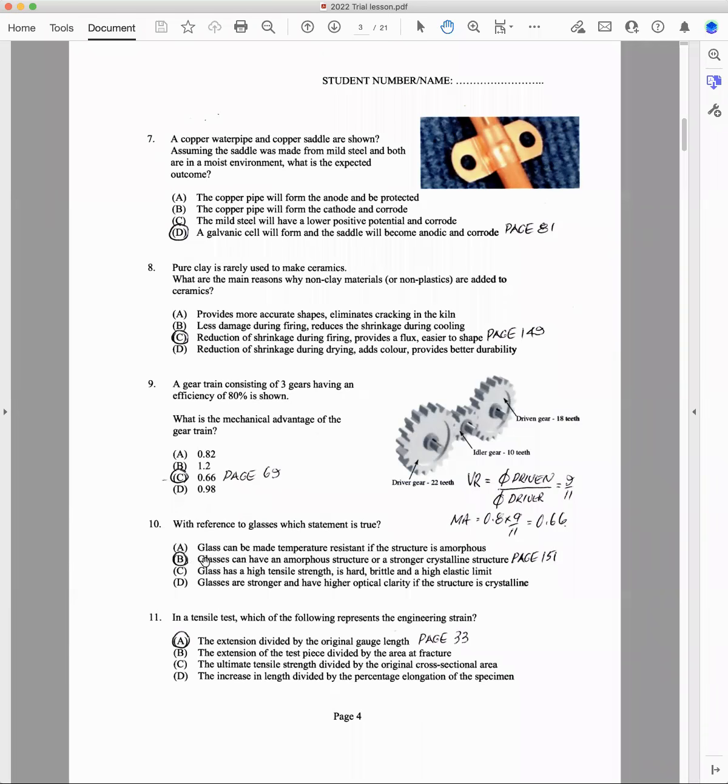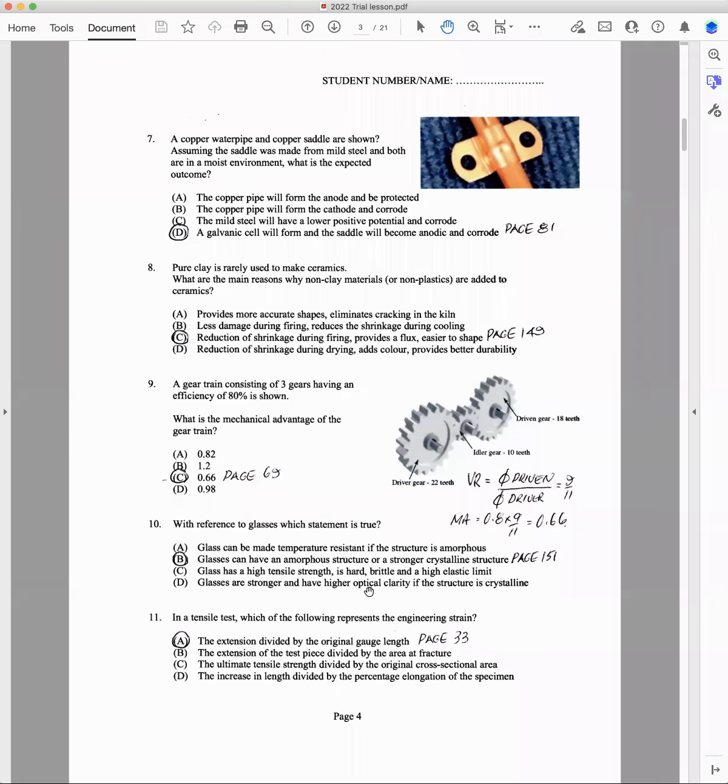With reference to glasses, which statement is true? This is the correct statement. Glasses can have an amorphous structure or a stronger crystalline structure. When glasses are crystalline, they're much stronger than the normal soda lime glass that is made for windows and everything. Glass hasn't got a high tensile strength. Glasses are stronger and have higher optical clarity if the structure is crystalline, and that's incorrect.